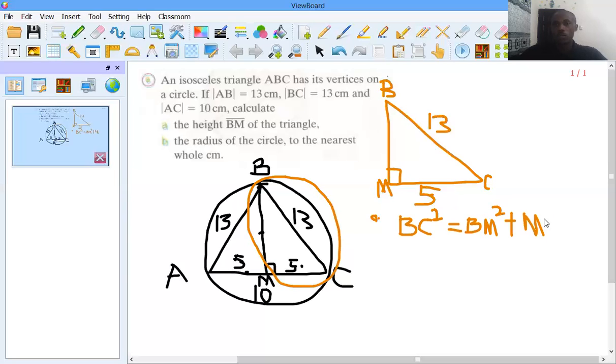Okay, so please bear with me, I'm struggling with my mouse. So BC is 13 centimeters, that's 13 squared.